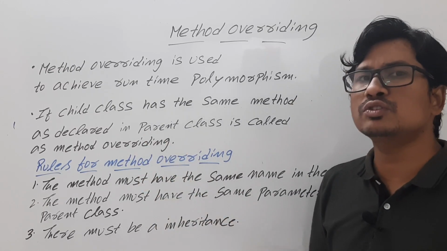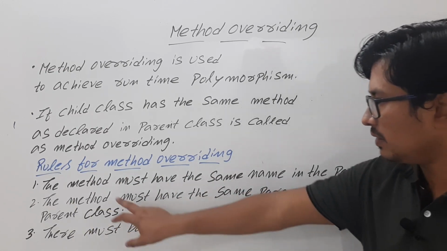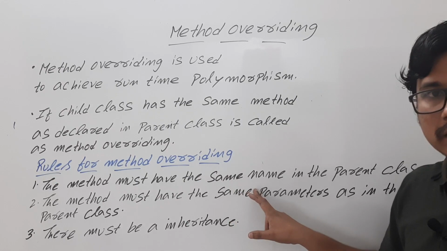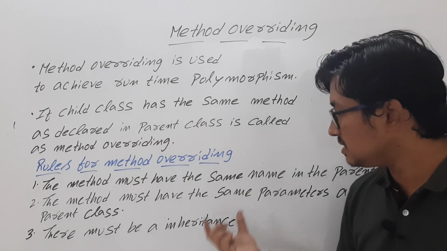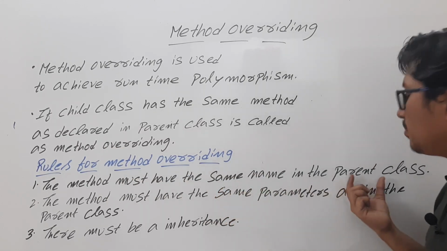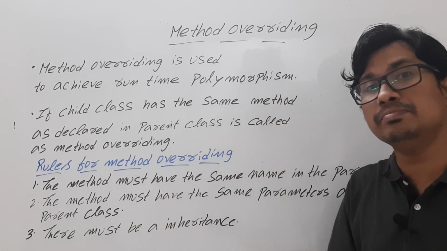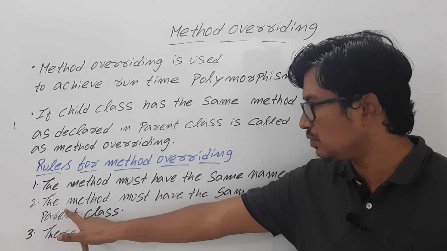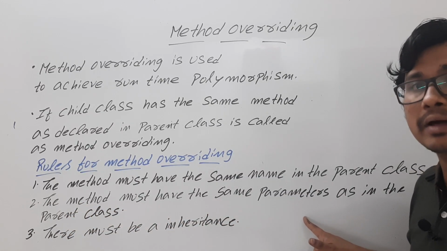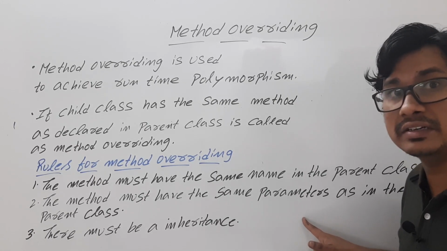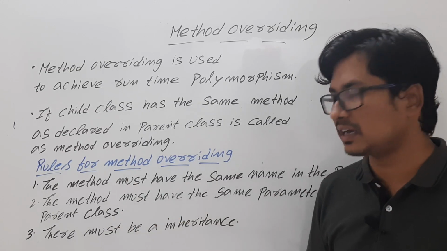And what are the rules to follow when you are using method overriding? The first rule is that the method must have the same name. Is it clear? If the child class has the same method, the method name should be the same as in the parent class also. That is the first rule. And the second rule is that the method must have the same parameters, meaning the number of arguments and their corresponding return type or data type should be the same as in the parent class also.